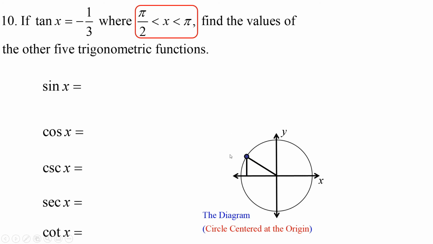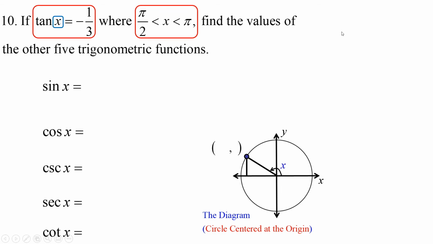And now, let's see. Let's think about the coordinates of this point. All right. Well, isn't tangent y over x? All right. So we can do it here, and I'm using my algebraic definitions. I'm sure I brought those up here somewhere. I guess I didn't yet, did I?